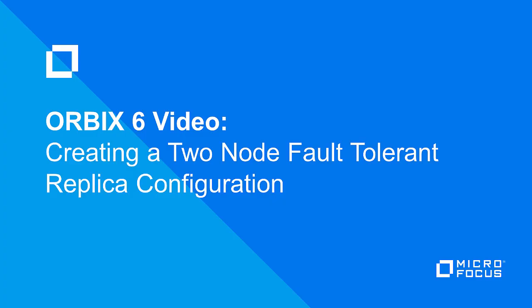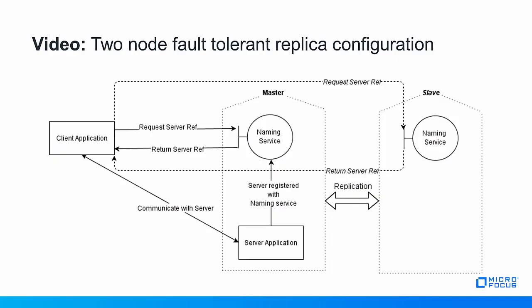This video will show how to create a 2-node fault tolerance replica configuration. Typically, on a production system, we would use at least 3 nodes. As you can see from the diagram, we are going to create 2 servers, one for master configuration and the other for the slave configuration.